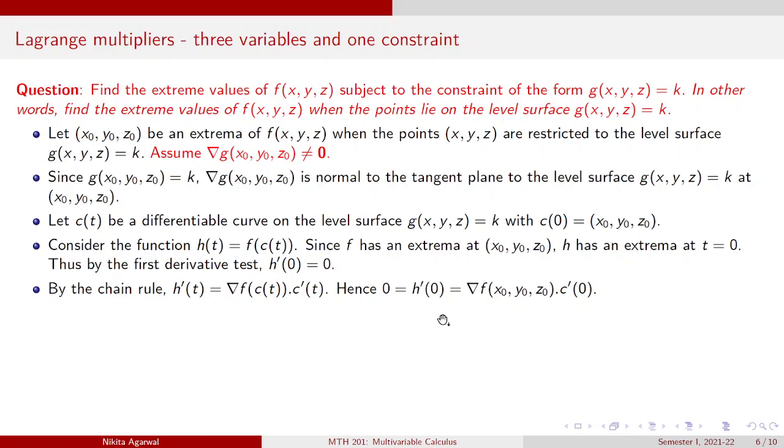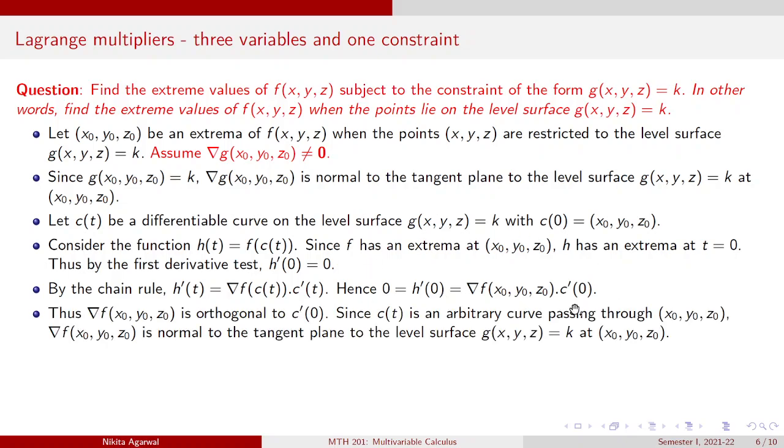You set t equal to 0, this is what you get. So what you have is that gradient of f at x naught, y naught, z naught is orthogonal to c prime 0. What is c prime 0? It's the direction of the tangent line to this curve c(t) at the point t equal to 0. But there are more curves on this surface, right? So since c(t) is an arbitrary curve passing through this point, gradient will be normal to or orthogonal to all such c prime 0, all the directions, right? Therefore, gradient of f at this point is normal to the tangent plane to the level surface at this point.